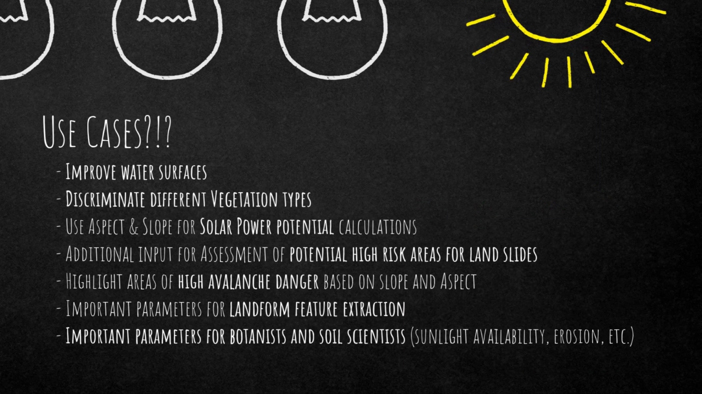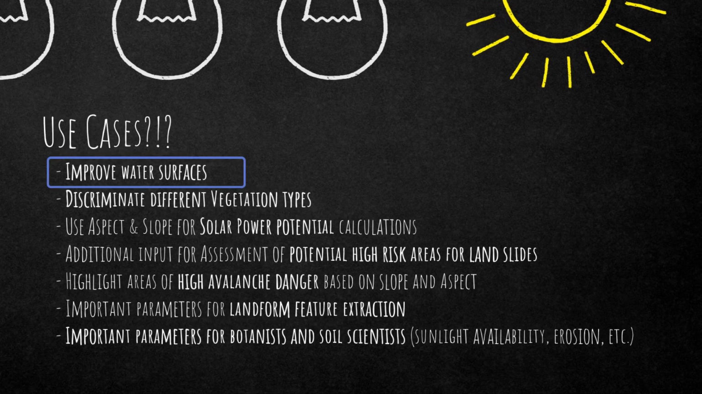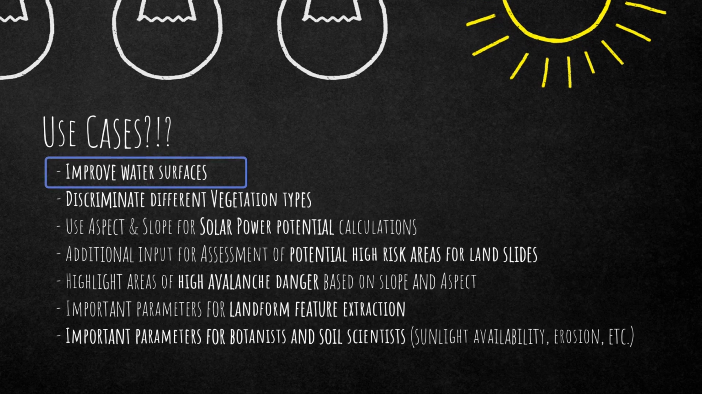Why would you use this? Why would you want to compute slope or aspect? Most of you probably know. That's why you are watching this video. But just to give you some ideas, you could improve, for example, water surfaces, because water doesn't have any slope, or at least standing water. So you can use this to improve your classification.